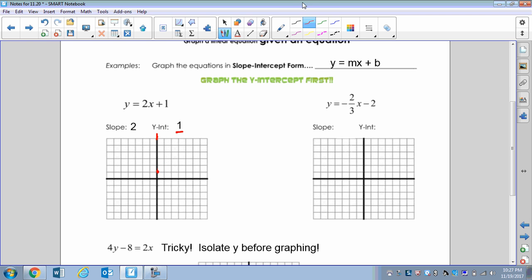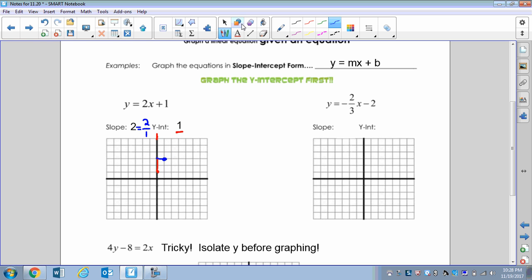And then what it's going to tell me to do is follow my slope. My slope is up 2, 1, 2, and over 1. And I know that it doesn't show a divide by 1, but all whole numbers, for the sake of slope, have a 1 divided by them. So 2 divided by 1 is how we're going to work that slope. And now I have a second point.